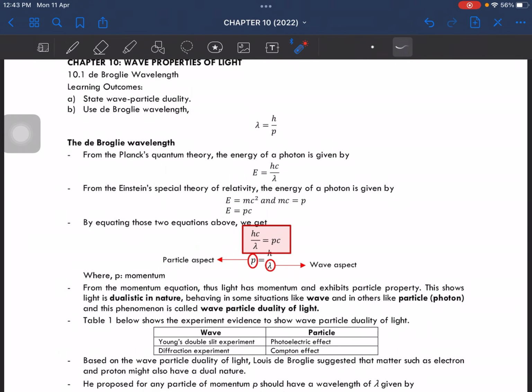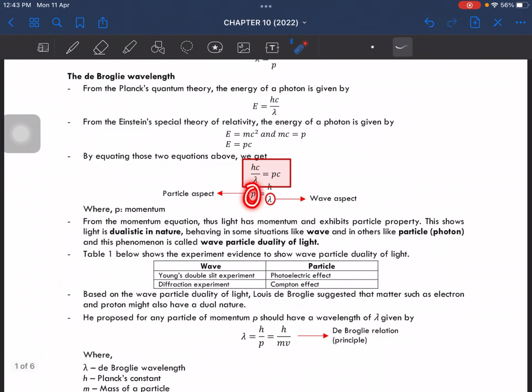Okay, so from here we can actually see the duality of a wave particle. So the momentum is the particle aspect of the wave, and then the wavelength is the wave aspect. P is momentum. If you remember, our first chapter, chapter 3, is on momentum. So from the momentum equation, we know that light has momentum and exhibits particle theory.